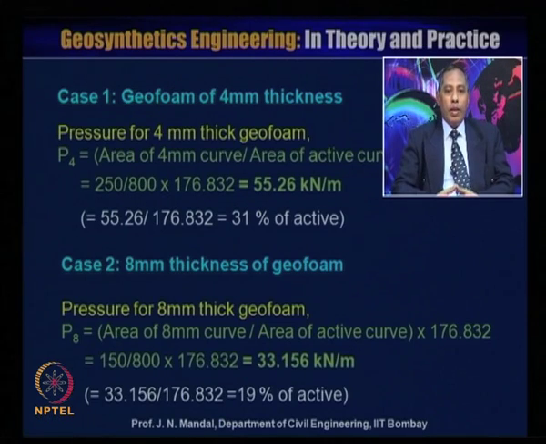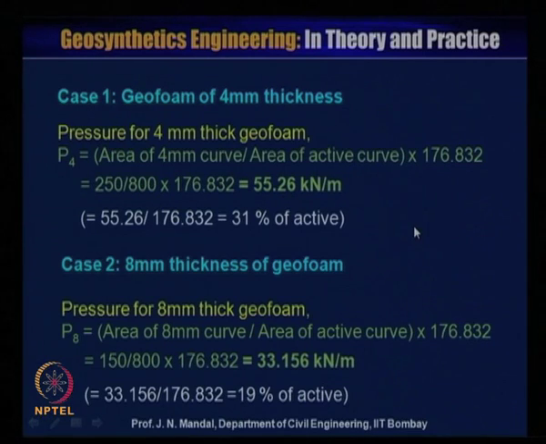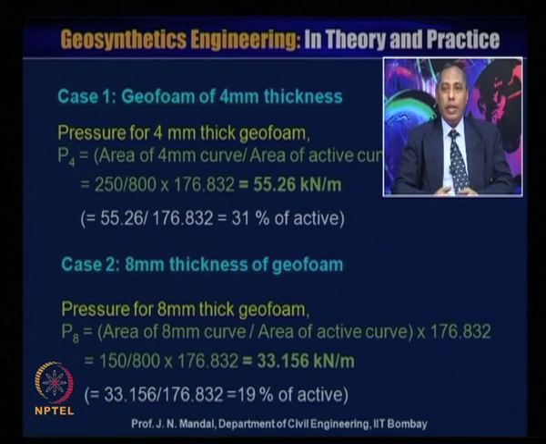So here you can see that 33.156 divided by 176.832 means 19% of the active. So here you see when 4 millimeter thickness of geofoam is used, that is 31% of the active, but when you use the 8 millimeter thickness, this is 19% of the active. It is gradually decreasing with the increase of the thickness of the geofoam material.